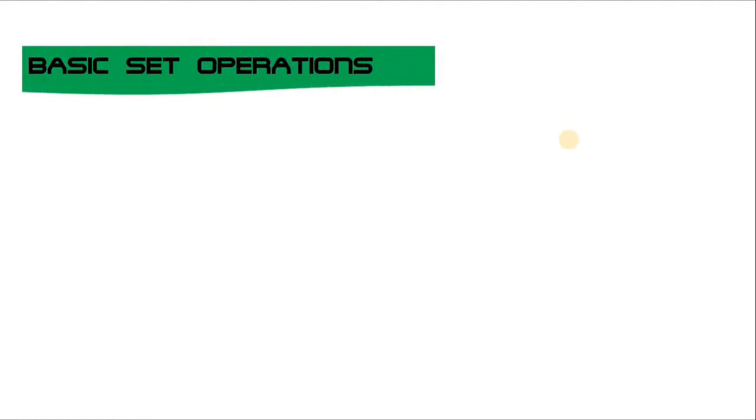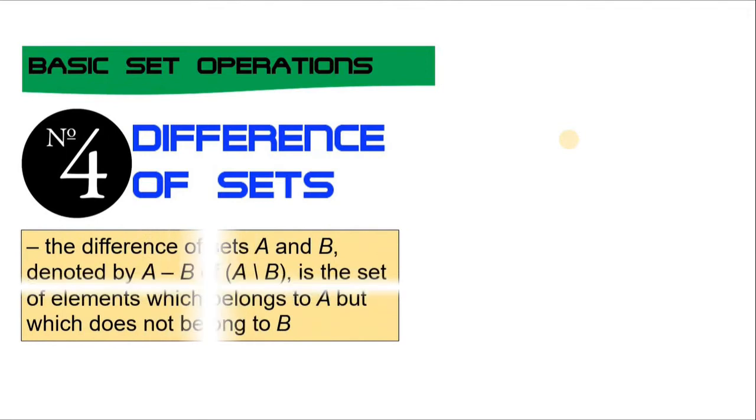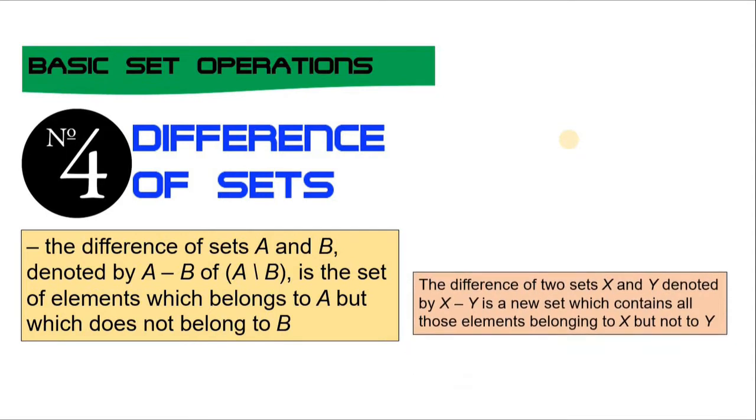The next set operation that we're going to discuss is the difference of two sets. By definition, the difference of sets A and B, denoted by A minus B, is the set of elements which belongs to A but does not belong to B. By illustration, so we can see it better.